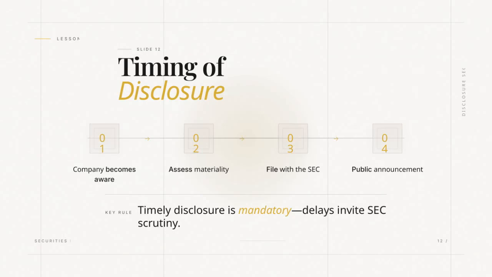Now let's talk about the timing of disclosure. The process starts when the company becomes aware of information that might be material. The first step is to assess whether this information is truly material, meaning that it could influence an investor's decision. Once that's determined, the company must file the information with the SEC. After filing, the next step is to make a public announcement.